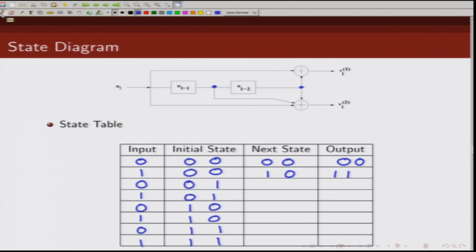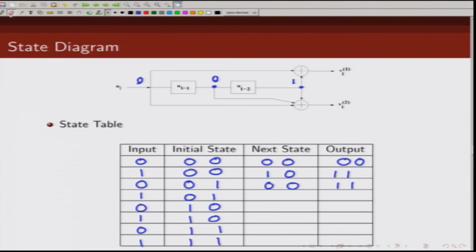next case, initial state 0, 1. So, initially this is 0 and this is 1. If the input is 0, what is going to happen? This 0 will move here and this 0 will move here. So, when you get a 0 and the initial state is 0, 1, next state will be 0, 0, because this 0 which is here will move to here and this 0 will move to here. So, next state will be 0, 0 and what is the output? This will be 1 and this will be 1. So, output is 1, 1.